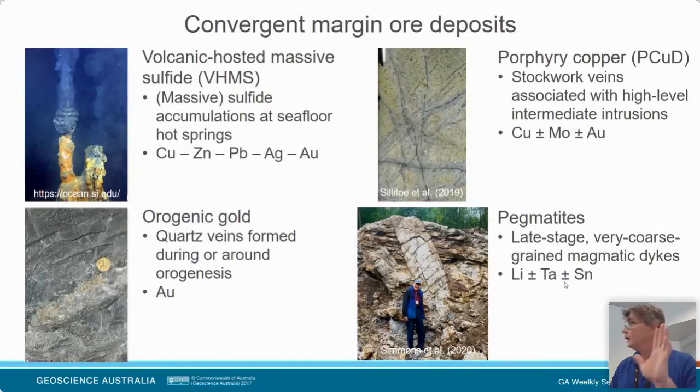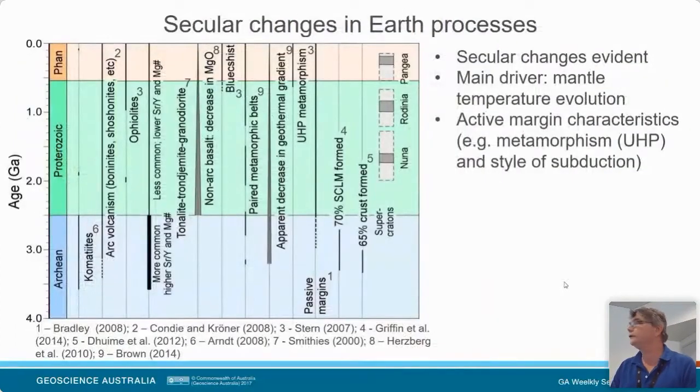Okay, so that's a general observation of what convergent margin ore deposits are. Now I'll actually start to look at the secular changes. I'm not going to go into detail on this diagram, just to illustrate that there are a number of features which change through geological time. One of the more important ones is the presence or absence of komatiites. Komatiites basically shut down at the end of the Archean.